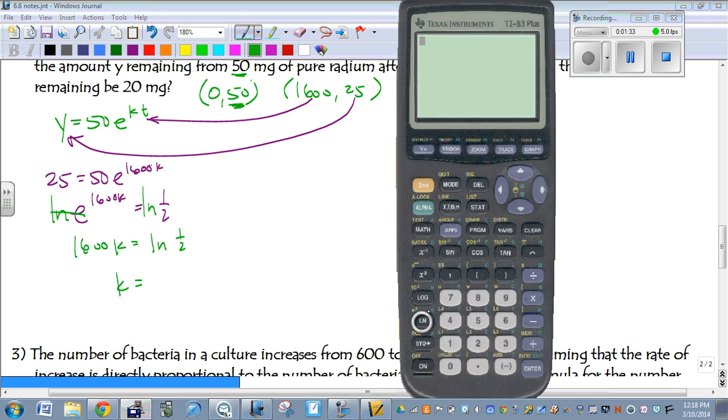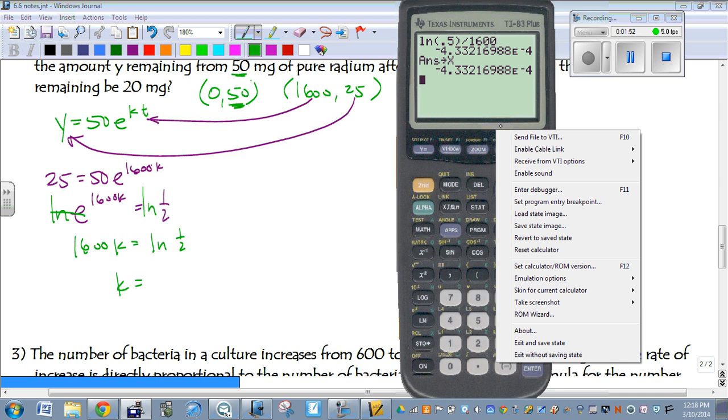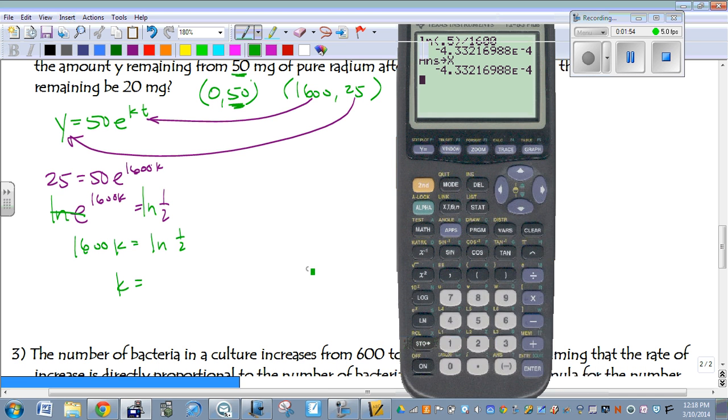We get natural log of 1/2 divided by 1600. And I'm going to go ahead and store that for x. So now that's going to take the place of the old x that I had stored from the last problem.